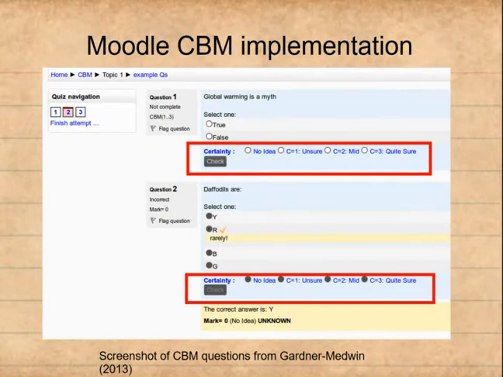The MOOC documentation describes their CBM implementation this way. With CBM, the students do not only answer the question, but they also indicate how sure they are that they got the question right. The grading is adjusted by the choice of certainty, so that students have to reflect honestly on their own level of knowledge in order to get the best mark. The screenshot of a MOOC quiz with CBM questions on screen displays a row of radio buttons for certainty level.